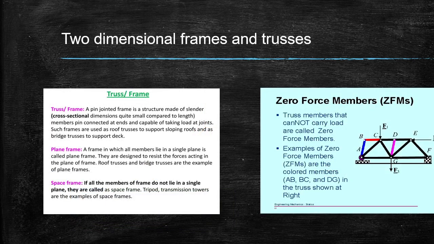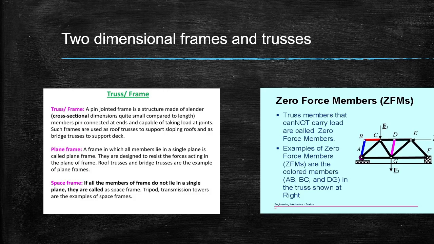Now coming to two-dimensional frame and truss, first we learn the difference between truss and frame. In a truss, all the forces act at joints. In the second diagram you can see that C is a joint, D is a joint, E is a joint. If all the forces act only at particular joints, then we say it is a truss. Then the next question: what is a frame? If forces are acting in between a member, like a force acting in between the member DE, then we say it's a frame.